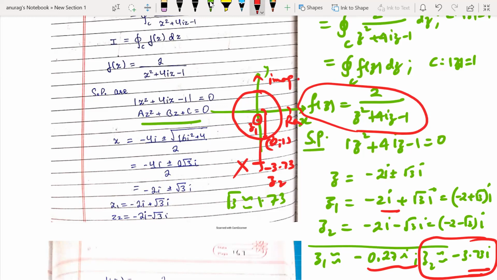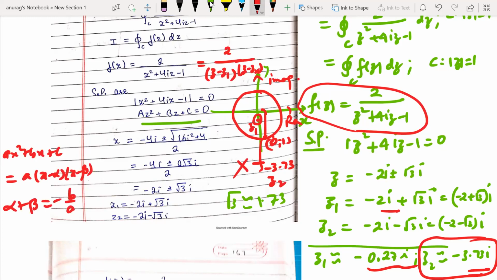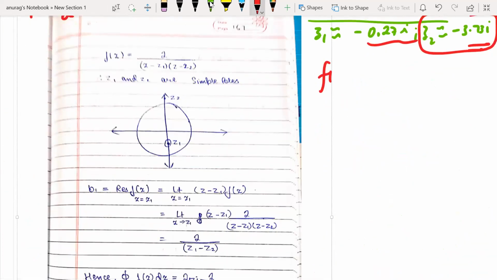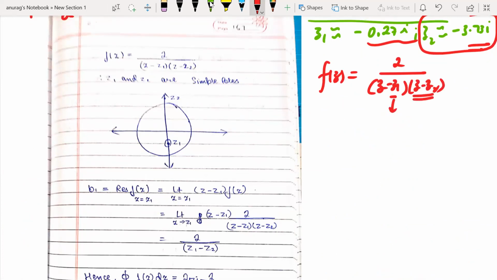Okay. And this is a quadratic equation, you can write it in the form of (z minus Z1)(z minus Z2). We know that ax square plus bx plus c can be written as a times (x minus alpha)(x minus beta), where alpha and beta are the roots of the equation, where alpha plus beta is minus b upon a, and alpha beta is c upon a. Here a is the coefficient of highest degree; the coefficient of z square is 1. So 1 times (z minus Z1)(z minus Z2). It means f(z) can be written as 2 upon (z minus Z1)(z minus Z2). And Z2 is not disturbing you; only Z1 is the singular point.